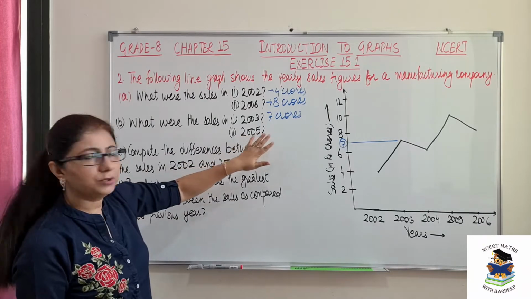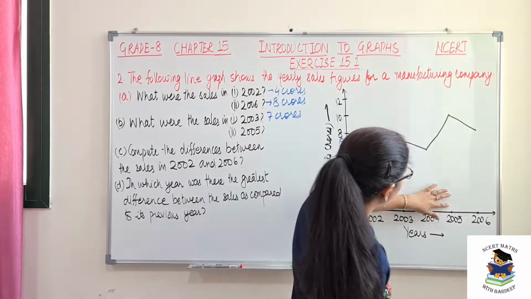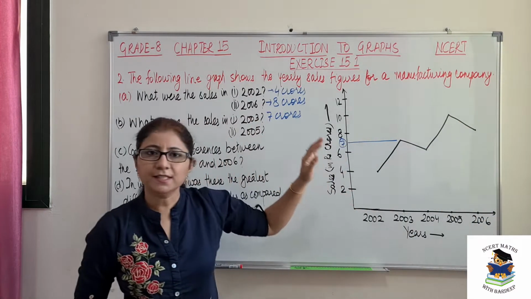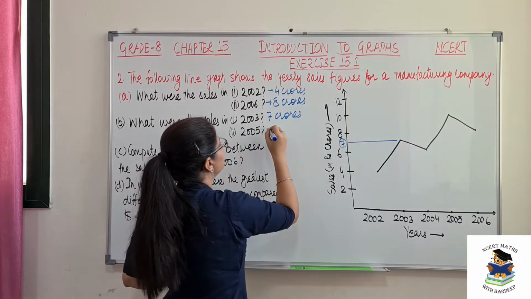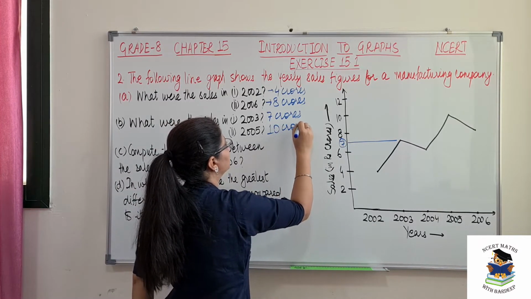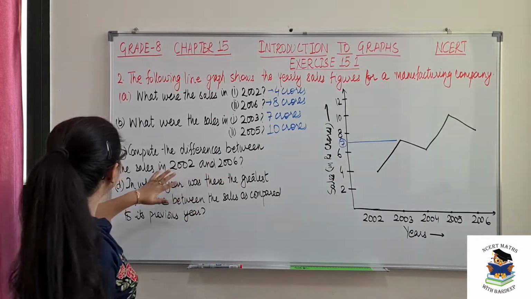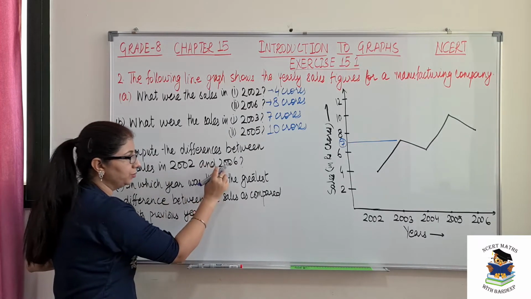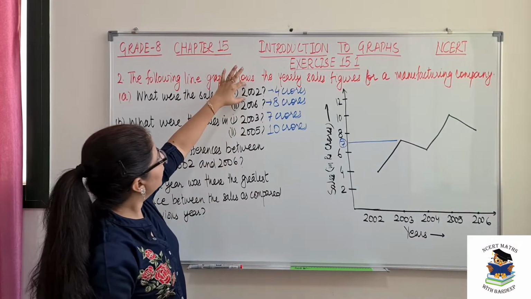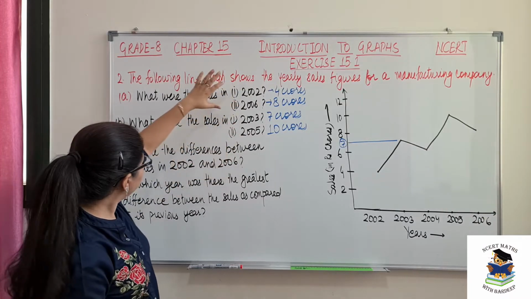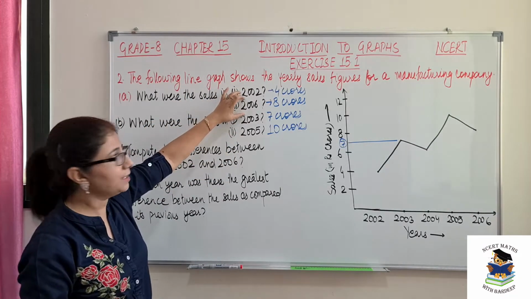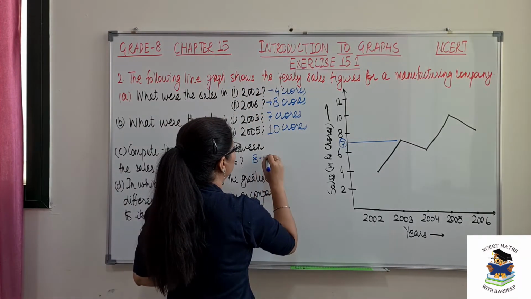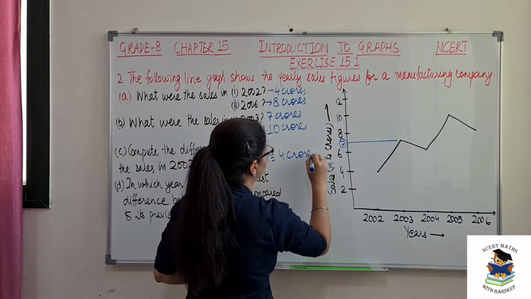The next is in 2005. So 2005 is this, and when we plot this point we can see this is the maximum value, that is 10 crore. Okay, so this is 10 crore. Clear? So let's see our C part, that is compute the differences between the sales in 2002 and 2006. Since we have already calculated the sales in both years, that is 2002 and 2006. So what is the difference? That is 8 minus 4. So 8 minus 4 will give me 4 crores.